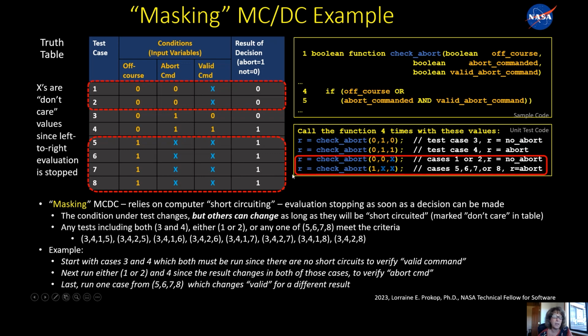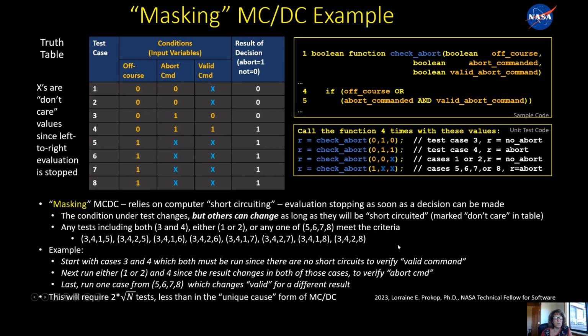As I mentioned, any combination of those will meet the requirement, and that's reflected in this code by having an X here. You can call these with either 0 or 1 for these X's, and you can still meet the requirement. This results in 2 times the square root of n possible tests, which is actually less than the unique cause form of MCDC. To be honest, this form maps better to computers, and it is the form used if you use a tool like GCOV.